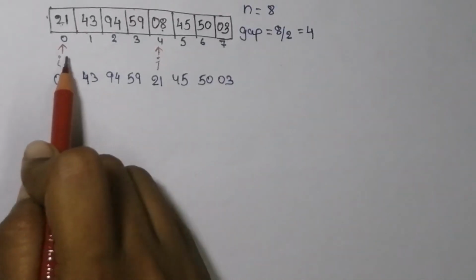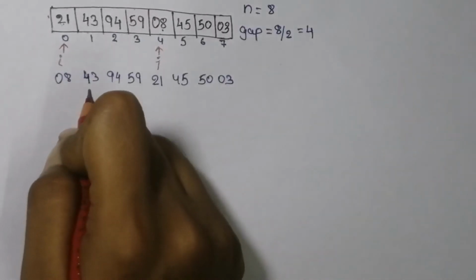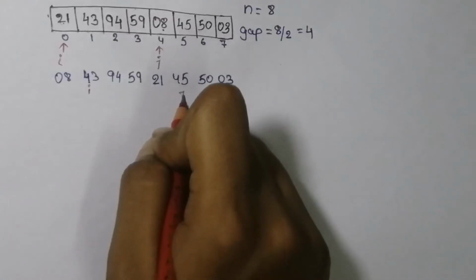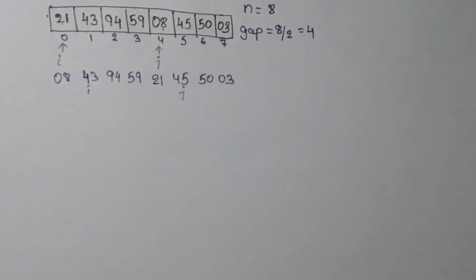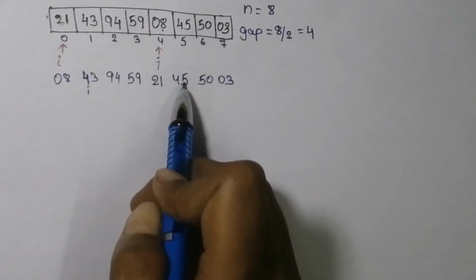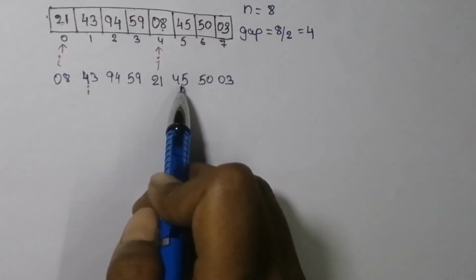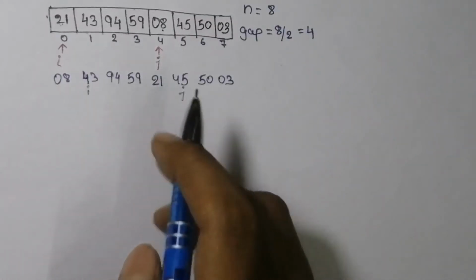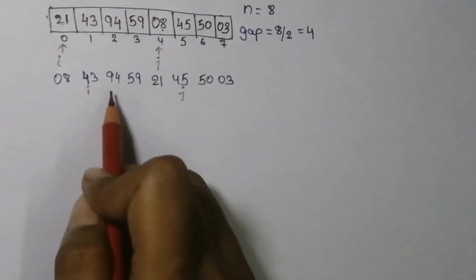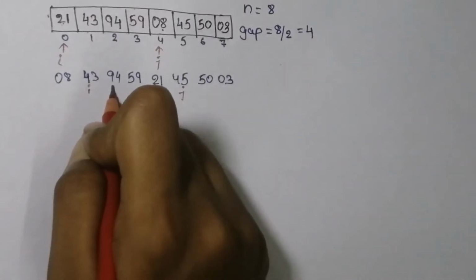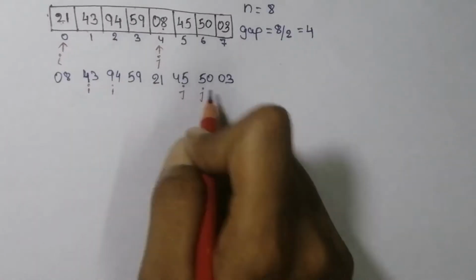Now we will increment the values of i and j. So i will be this one and j will be this value. Now we will compare 43 with 45. Is 43 greater than 45? No. So there is no need for a swap. Then we will again increment the values of i and j. i will point to this position and j will point to this position.